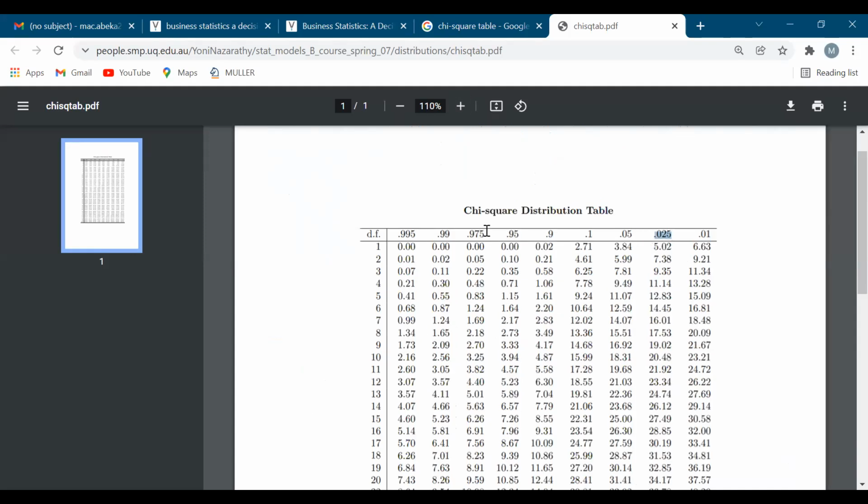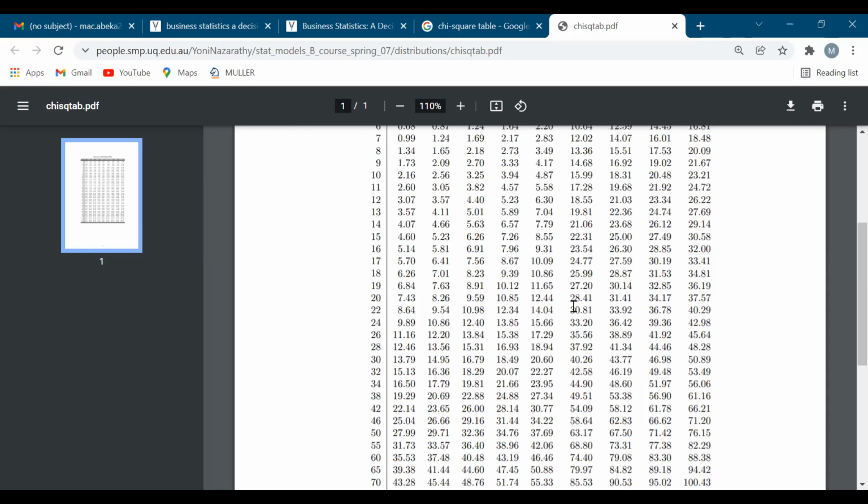0.025 here, its mirror on the left-hand side is the 0.975. 0.01, its mirror is the 0.99, right? So here, because we need it on the right-hand side, you just read the 0.10. If it's supposed to be on the left-hand side, we would have read 0.9, which is the mirror of 0.10, okay? So I'm just going to read the 0.10 and the degree of freedom of 19.